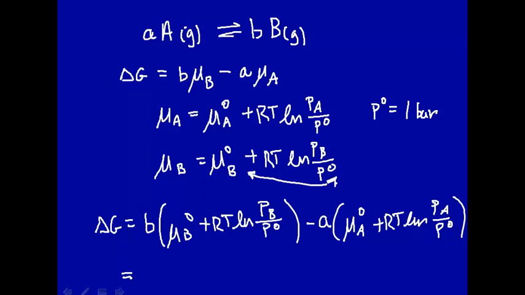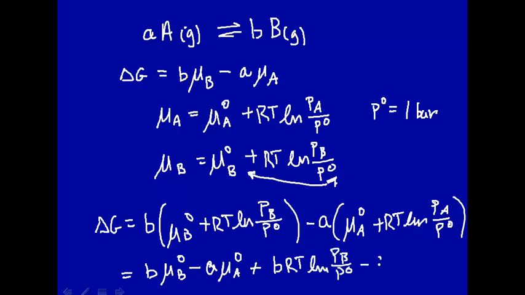Now let's rearrange this equation a little bit. Let's call this b times the standard chemical potential of B minus a times the standard state chemical potential of A. So I took that term and that term, put them over there, and then this will be b RT natural log of PB over P0 minus a RT times the natural log of PA over PA0. So let's continue on here. Let's call, say, b mu B0 minus a mu A0.